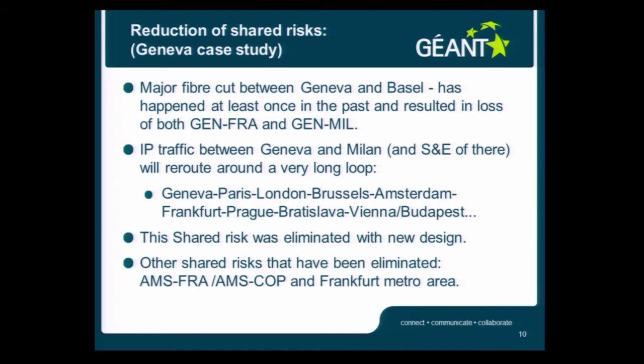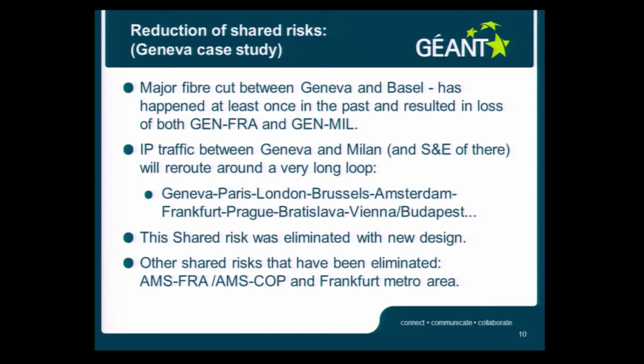While reprocuring, we also reduced some shared risk on the dark fibers that we had. On the previous dark fiber, there was a shared risk from Geneva. There were two routes, one from Geneva to Frankfurt and one from Geneva to Milan, and part of those were shared. So we took the opportunity when we were renewing the leases to look carefully and made sure that we don't take routes or paths which are shared.